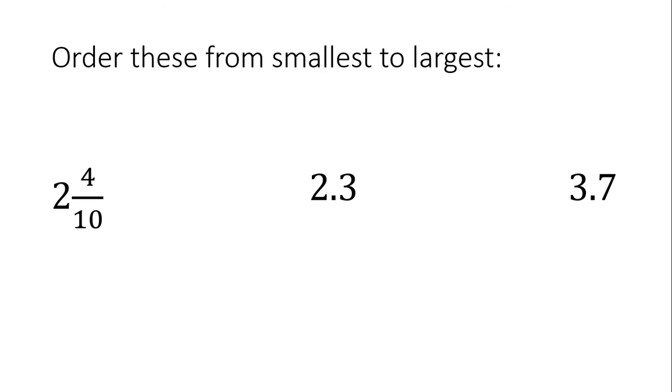2 and 4/10 is already a mixed fraction. Can we turn 2.3 into a mixed fraction? Sure. Remember that the decimal point tells us where the parts are and where the wholes are. So 2 wholes, so we'll just turn that into 2. And then that's the parts. So let's turn 0.3 into tenths. 3 is in the tenths place, so this is going to be 3/10.